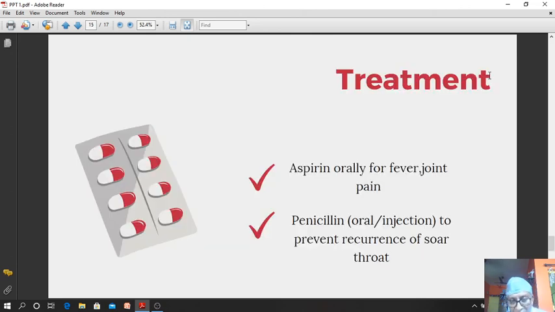Next, just one line about treatment. We give aspirin for subsidence of fever and joint pain, and penicillin either orally or in injectable form to prevent recurrence of sore throat.